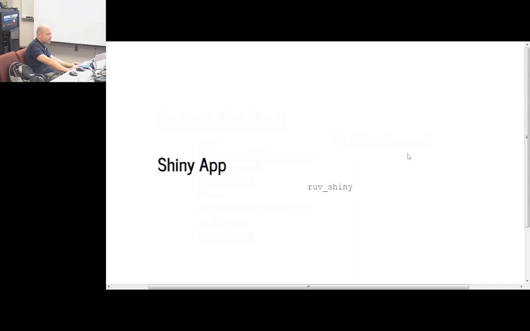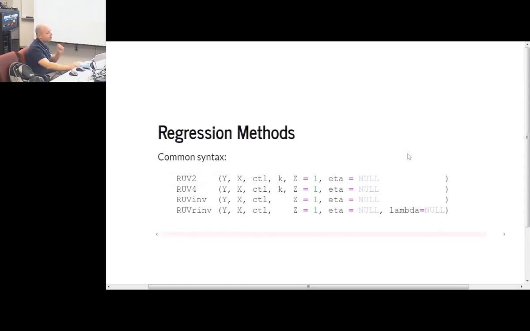And then there is also the Shiny app. Okay, so I'm going to start off by talking about the regression methods. They all have a fairly similar format. They take as input a Y, an X, and a control. RUV2 and 4 also take a tuning parameter K. There's an optional Z matrix, an optional eta matrix, and for RUV4 inverse, there is an optional lambda parameter.